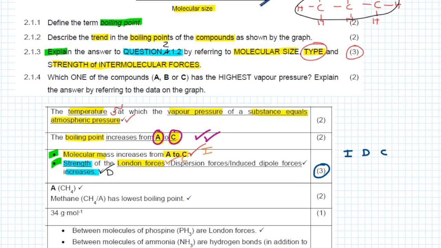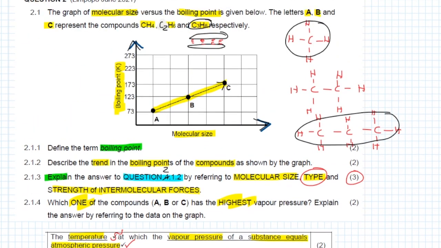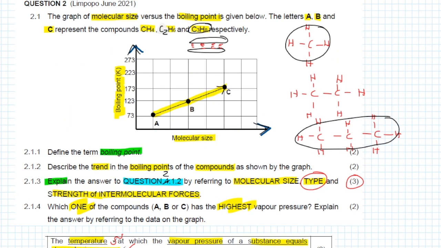Now, question 2.1.4 says, which one of the compounds, A, B, or C, has the highest vapor pressure? Explain the answer by referring to the data. So, the substance that has the highest vapor pressure is the one that has the lowest boiling point. The reason for this is because when a substance has a high vapor pressure, it means that the intermolecular forces are weak, and therefore it requires less energy in order to overcome those intermolecular forces.